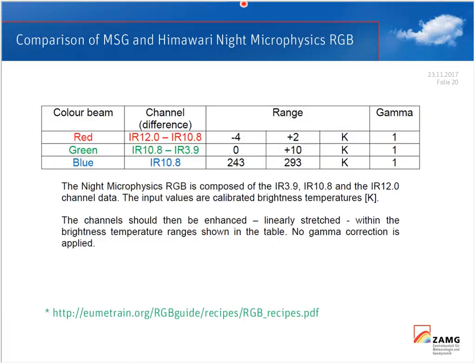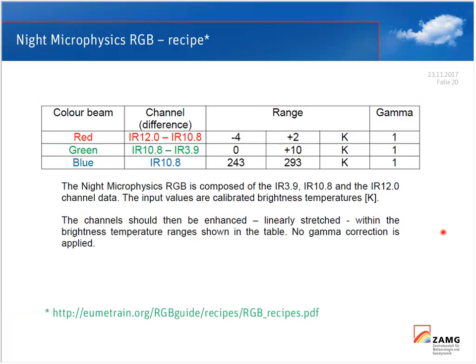So, this is the recipe. I took it from the recipe guide from the EUMeTrain page, and you see here you have the 3.9 micrometer channel, and this one is responsible for this noise. Yeah, but this still does not explain why Himawari has problems and MSG does not have problems. But the noise obviously comes from the 3.9 micrometer channel.